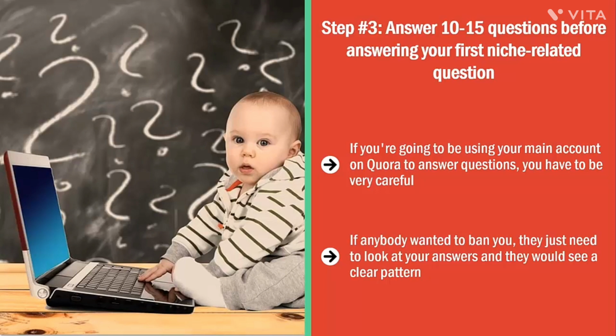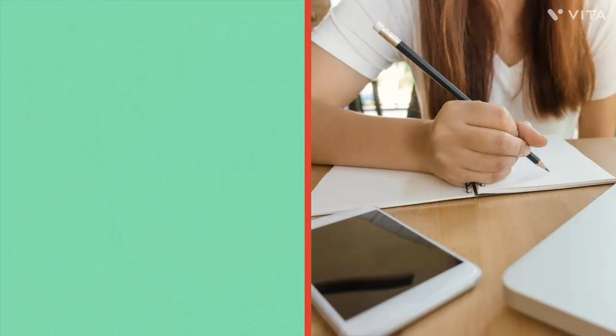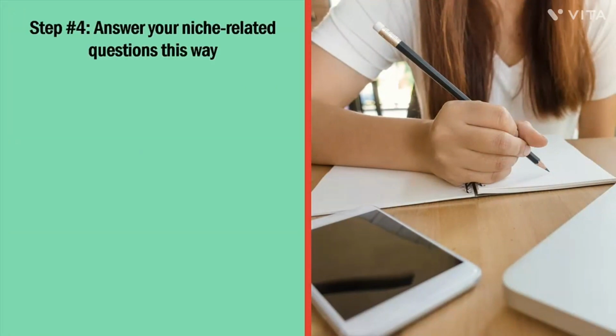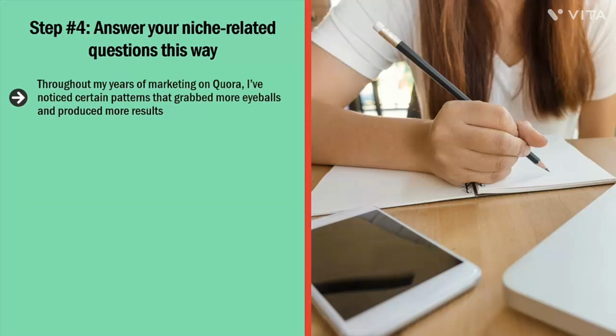Don't do that. Instead, answer 10 to 15 questions across a wide range of topics before answering a question that is directly related to your niche. Step number 4, answer your niche-related questions this way. Throughout my years of marketing on Quora, I've noticed certain patterns that grabbed more eyeballs and produced more results. Your answers should fit the following pattern.